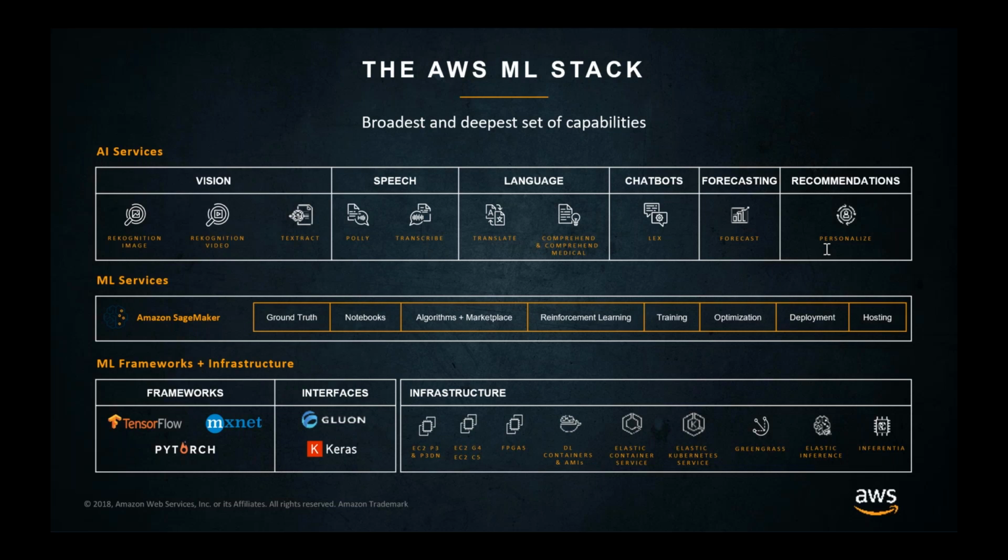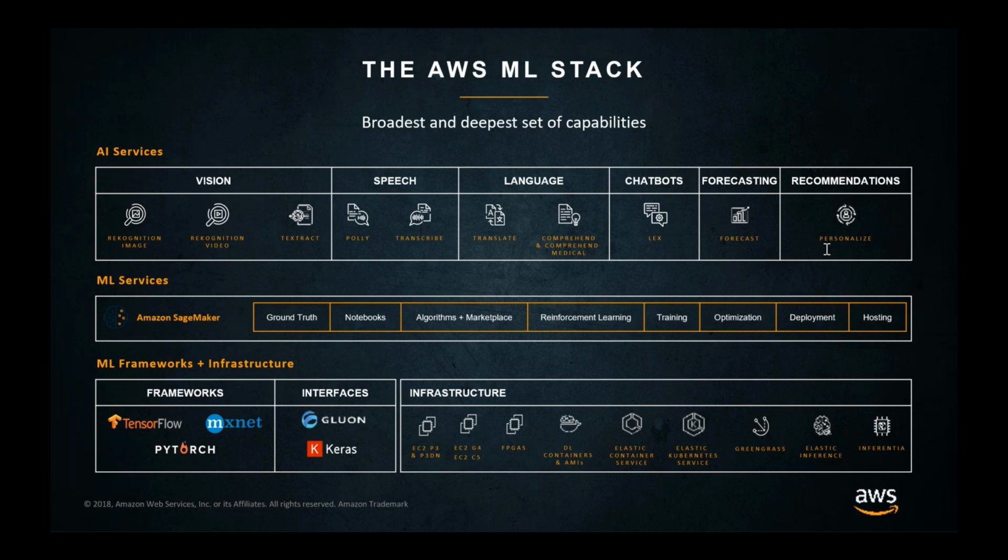Much like other aspects of AWS, we don't feel that there is any one solution, product, or approach that will work for all the customers. So when it comes to machine learning, we have provided what we call our stack. We'll start from the bottom and go up. At the bottom of the stack, we have our frameworks and infrastructure.